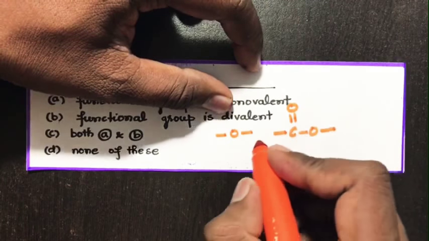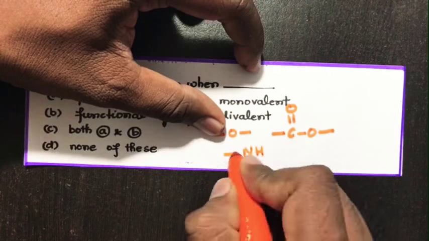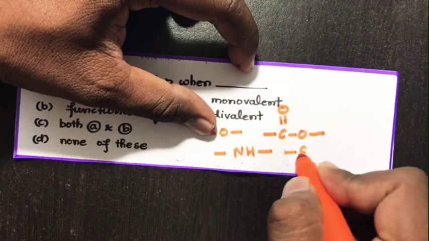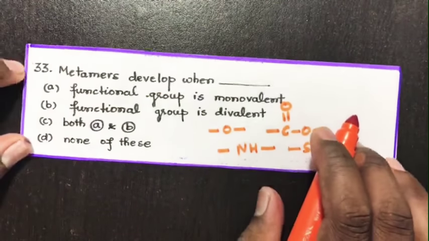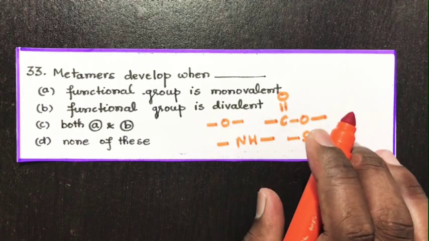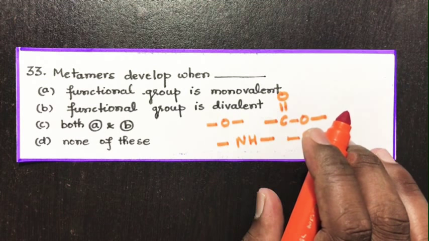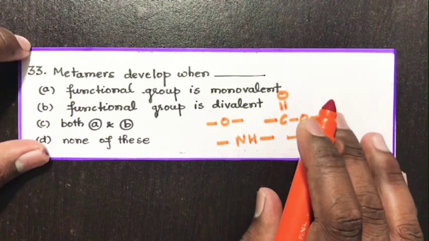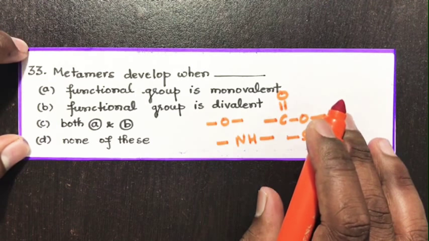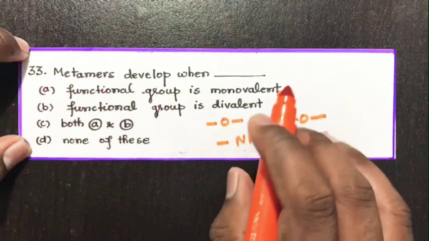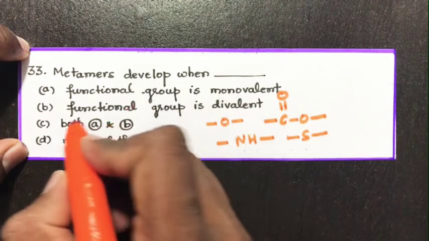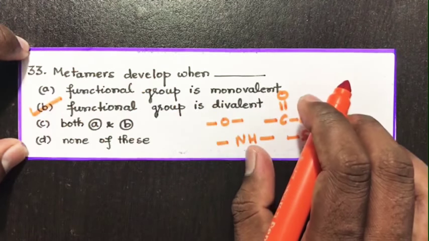Similarly also amine, thioether, these are divalent. This type of functional groups that are divalent in nature, that means it has two valencies, it has the tendency to add with two different atoms or groups, will show metamerism. Now, do metamers develop when the functional group is monovalent? No, when the functional group is divalent. Yes, this is the correct option.